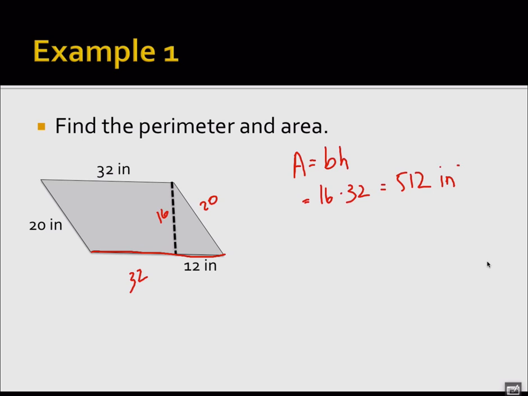Square inches or inches squared? Oh, I neglected to do the perimeter. I'm sorry. Perimeter would be 32 plus 32 plus 20 plus 20. So 40, 104? Did I do that right? 104 what? Inches. Inches, right. So the perimeter is equal to 104 inches.